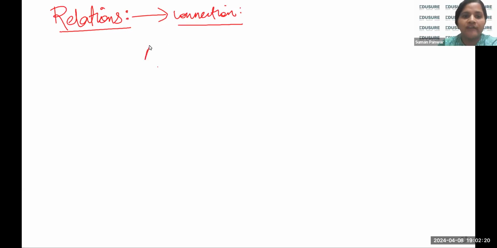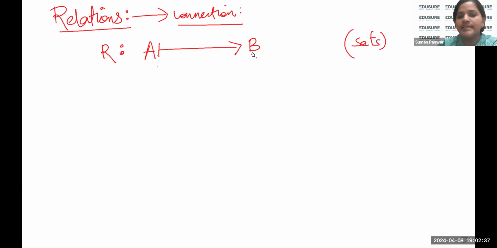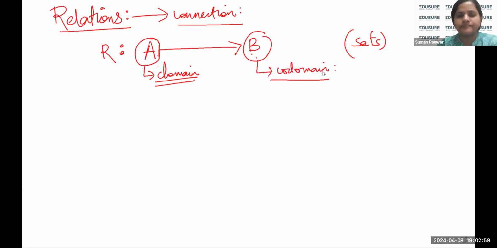So I will have a set A and a set B. We have done sets. I am defining a relation from set A to set B. Now, the set A on which the relation is defined constitutes the domain. The set B, where the relation is taking the elements of A, is known as the codomain. These are mathematical terminologies.